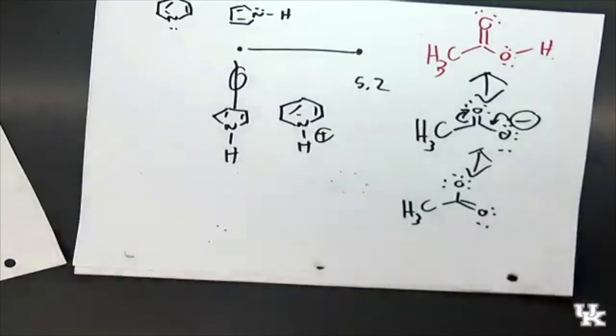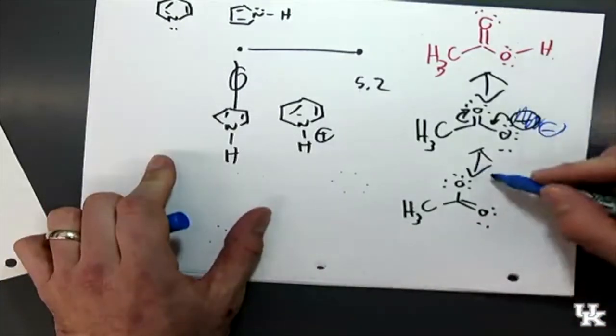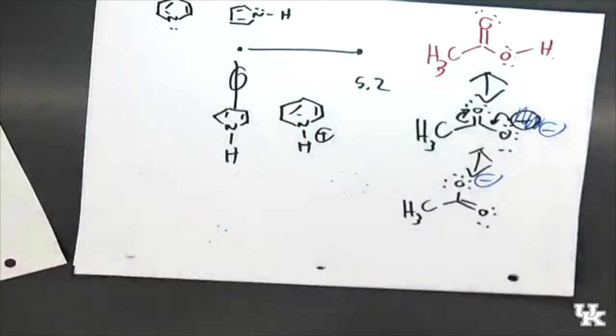Oh no, the negative charge is in black instead of blue. That's horrible. There we go. Now the world is happy. Okay. So we have a resonance that lets us spread out that negative charge across the 3 atoms. Do you see that? Oxygen, carbon, oxygen.